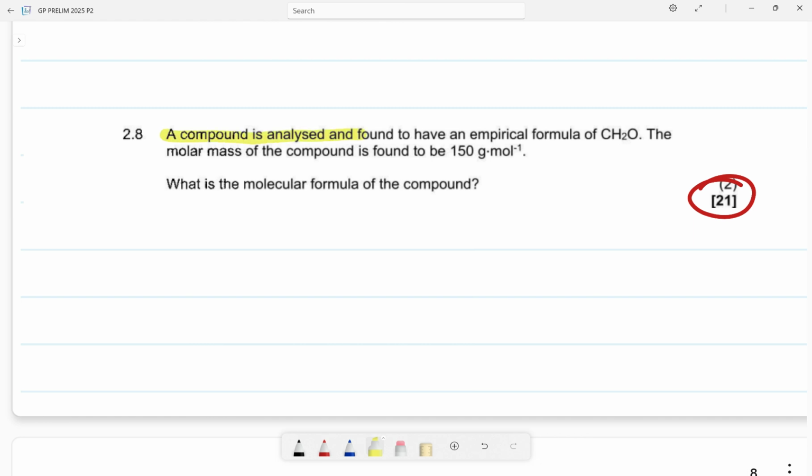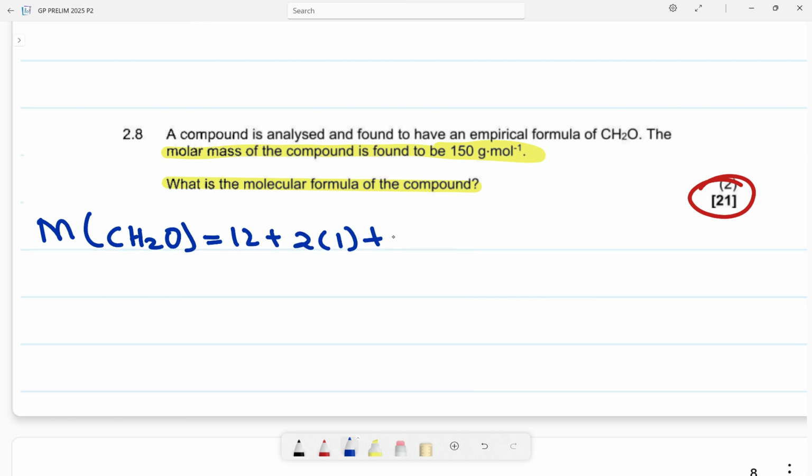A compound is analyzed and found to have an empirical formula of CH2O. The molar mass of the compound is found to be 150 grams per mole. What is the molecular formula of the compound? Now we found that the molar mass of the compound is 150 grams per mole. Now let's try to find the molar mass of my empirical formula. It's going to be carbon, it is 12, plus 2 hydrogens, plus oxygen, it is 16. This results in something like 30.